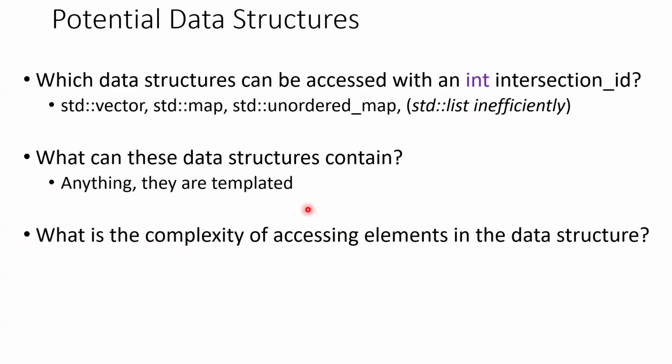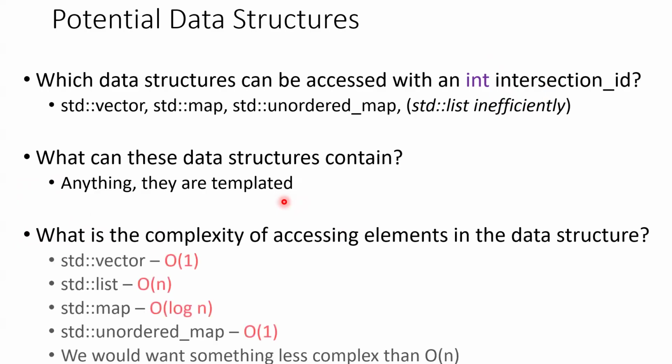What is the complexity of accessing elements in the data structure? We have vector, which is a random access array. You can access with O(1). The list is O(n), because you need to go from the head to the next until you reach the actual number. The map is O(log n); it's a binary search tree. Unordered map is O(1); it's a hash table.